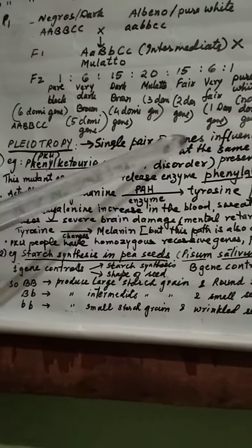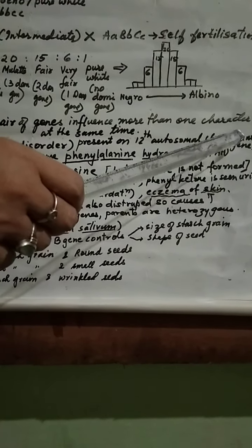Let us move to what is pleiotropy. Pleiotropy is nothing but where a single pair of genes influences more than one character at the same time. The best example is phenylketonuria, in short we say PKU also. This is an inborn disorder. This disorder is present on the 12th chromosome, that is an autosome, on which one mutant gene is present, which is affecting here. So what happens here?